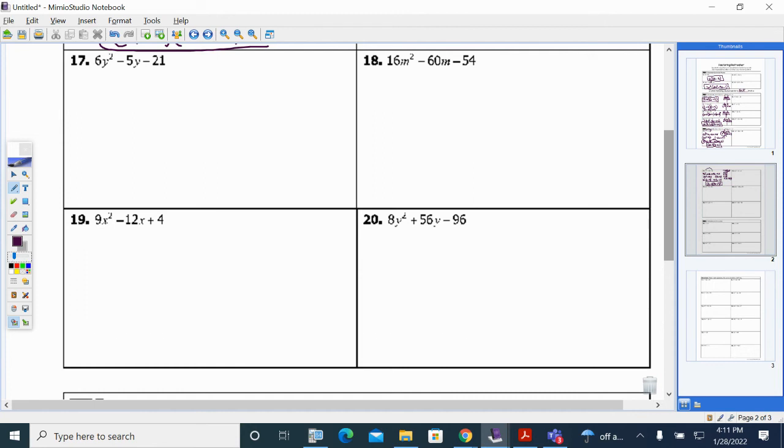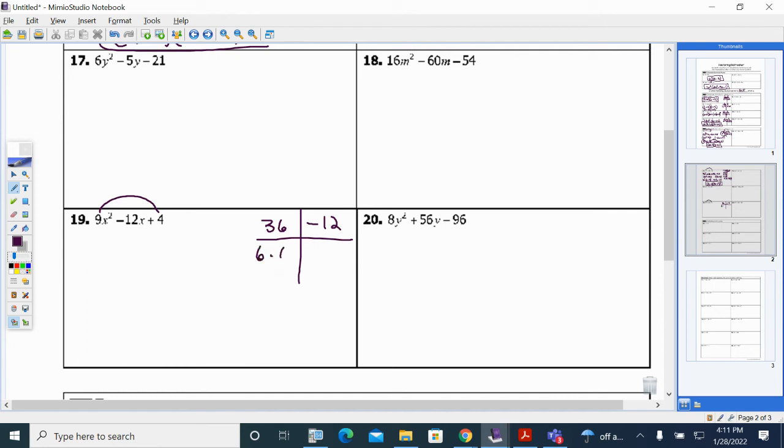Again, leading coefficient is a 9. There is no GCF, so we're going to multiply. 9 times 4 is 36, and it needs to add to give me negative 12. Two numbers that multiply to give me 36, that add to give me negative 12.